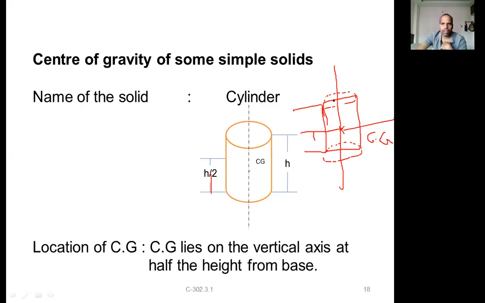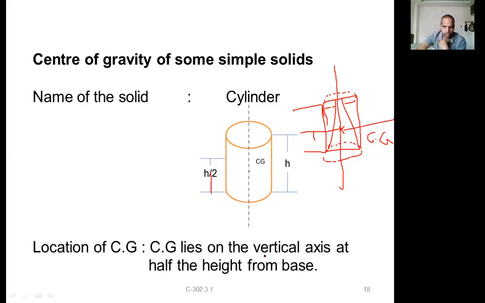Where it lies depends on the size. If it is exactly rectangular, obviously it is at the center. If the size is different, it will shift towards the lower side, because more mass is there compared to the other. So you have to find out accordingly; it will shift downward or upward depending on its size. If it is of uniform size, then it will be at the center.